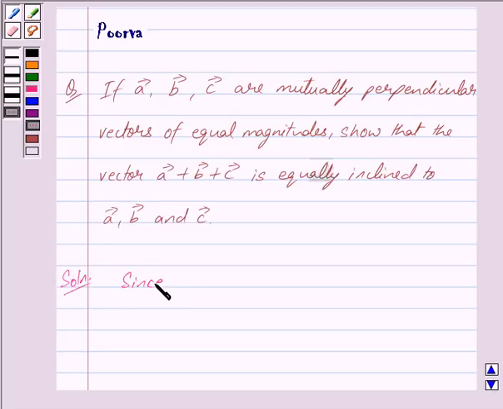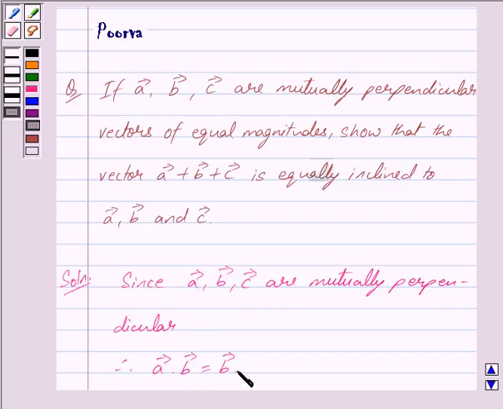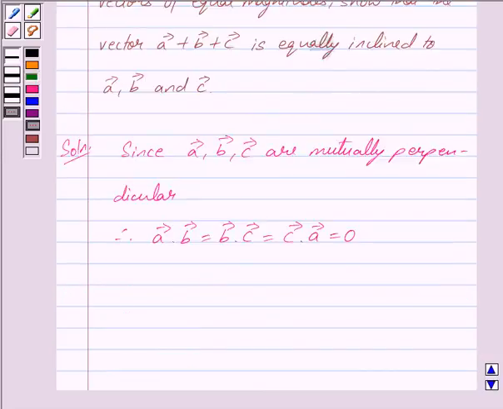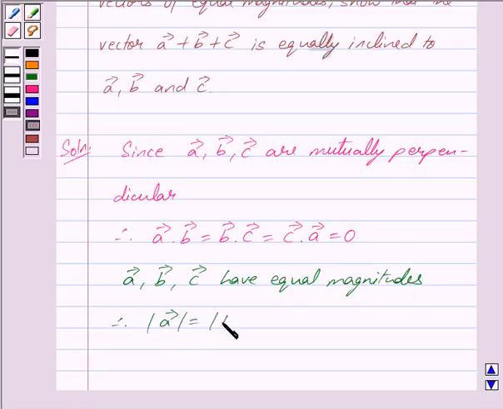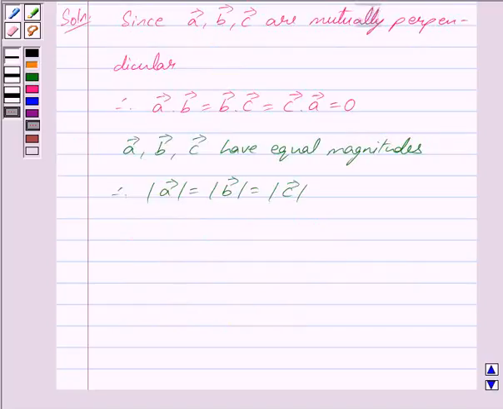Now, since vector A, vector B and vector C are mutually perpendicular, therefore we have vector A dot vector B is equal to vector B dot vector C is equal to vector C dot vector A, which is equal to 0. We are also given that vector A, vector B and vector C have equal magnitudes. Therefore, we have mod of vector A is equal to mod of vector B, which is equal to mod of vector C. Now, vector A plus vector B plus vector C will be equally inclined to vector A, vector B and vector C if the angle between them is same.